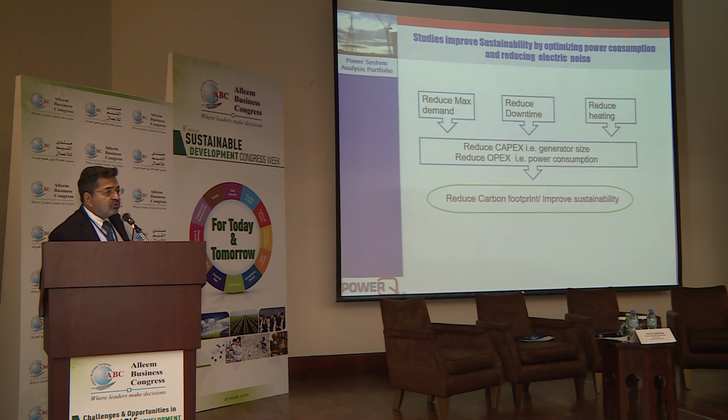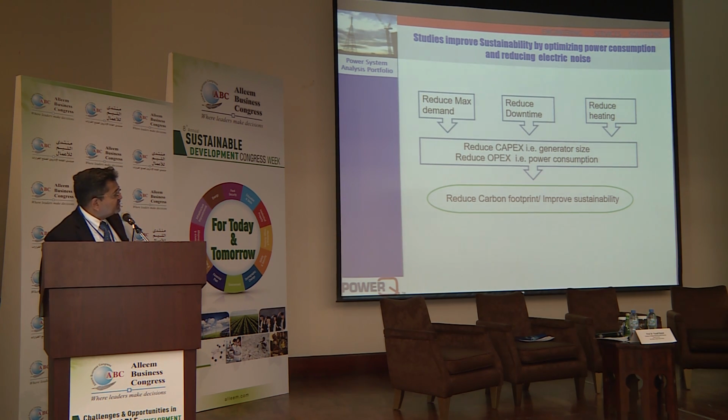We also reduce downtime because we do our coordination studies, and we make sure that if there is a fault, it's restricted to as local a network as possible and doesn't go through to the other networks. So for example, in your house, if one appliance goes into a short circuit, only that particular room might be out of power, but not your whole house. And that's the concept here. And of course, we also reduce heating, which is a waste of energy. That's by doing our harmonic studies.